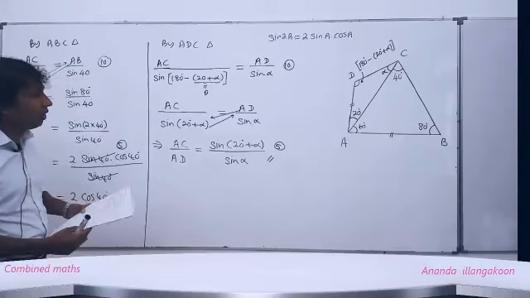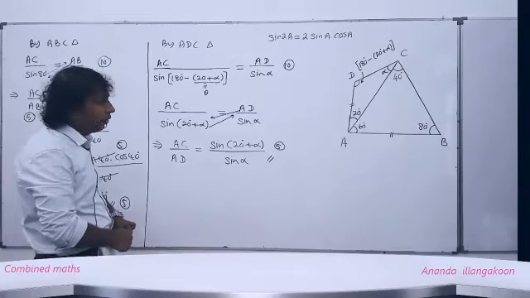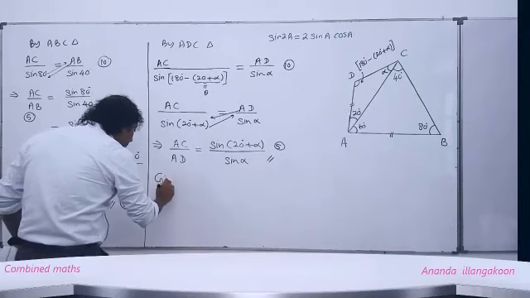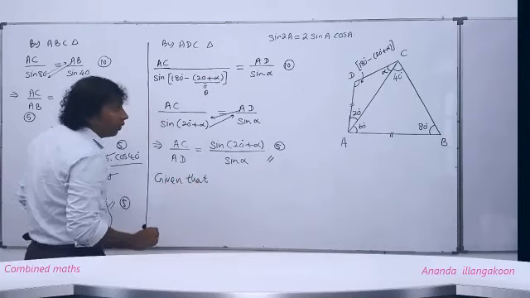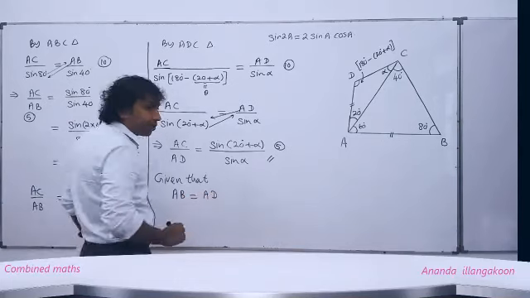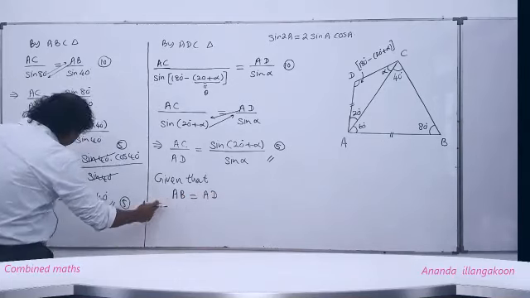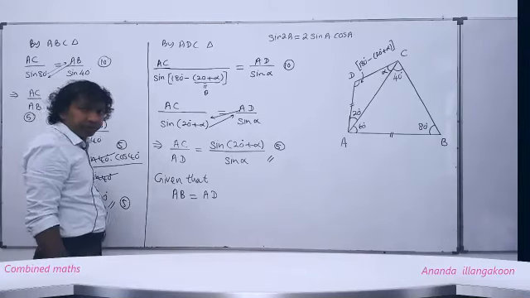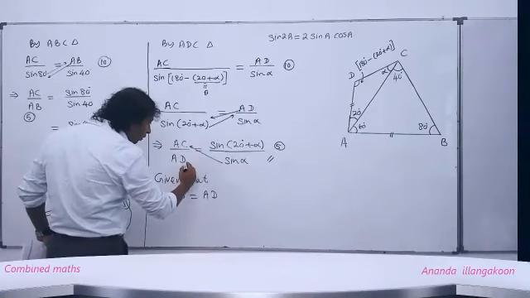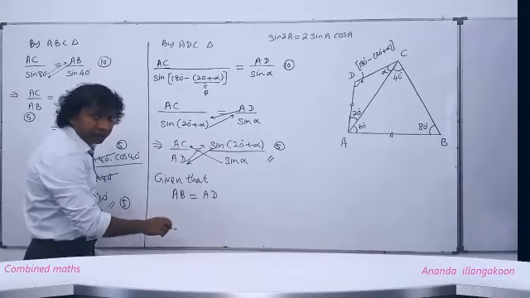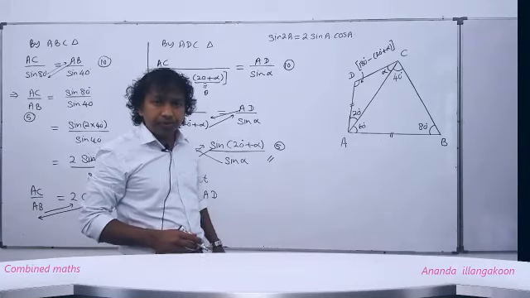So this deduction can easily be done. Here in the question we are given that AB and AD are equal, AB equals AD. Then we subject this AB by the first result, taking AB to this side and 2 cos 40 to this side. And for AD, bring sine alpha here, AD here, sine 20 plus alpha here. Then substitute for AB and AD and keep simplifying. You get the next answer.